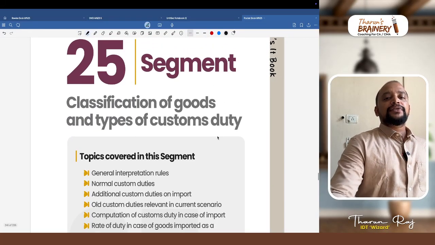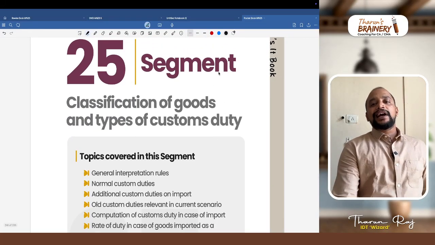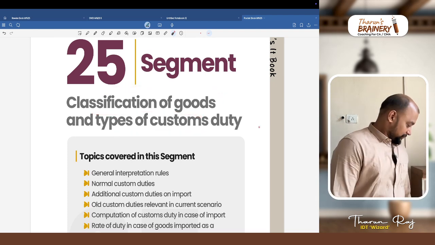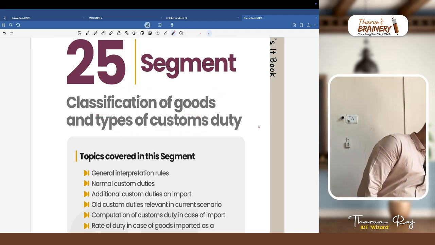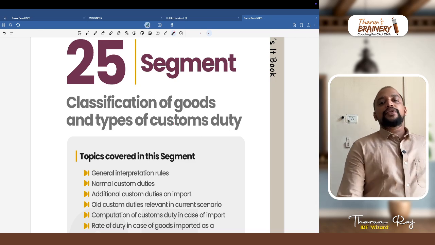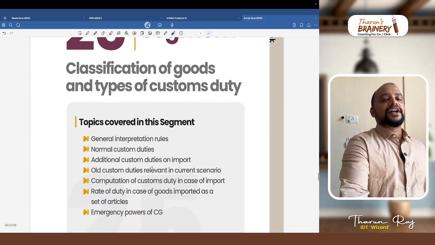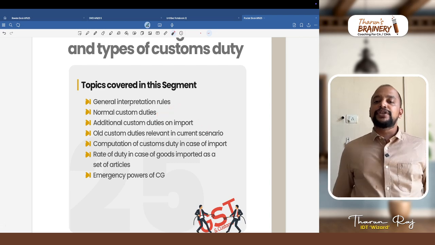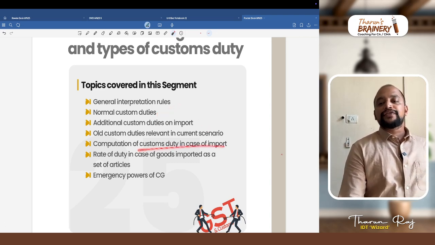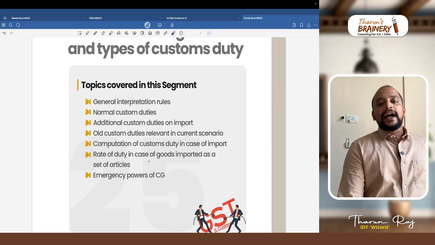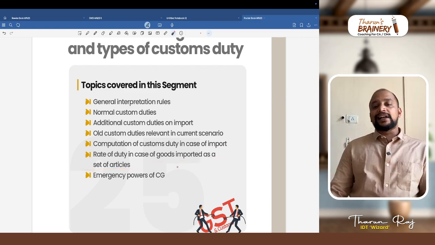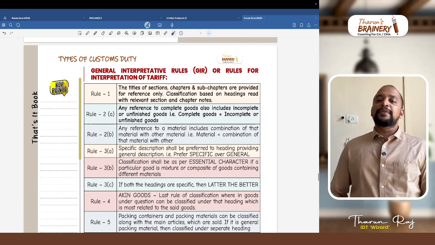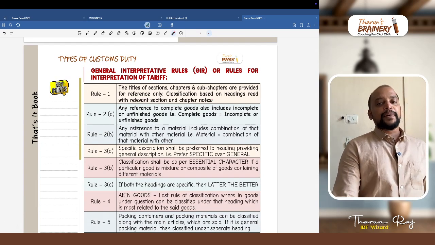So look into segment 25, classification of goods and types of customs duties. In this, we are going to discuss first the general interpretative rules, then what are the various customs duties and additional customs duties, and computation of customs duty in case of import, and rate of duty in case of set of articles, and emergency powers of central government. First, general interpretative rules or rules for interpretation of tariff.